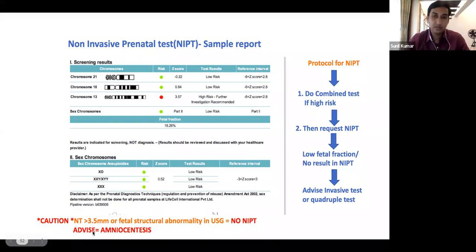So what we should know is if NT is more than 3.5 millimeter or there is a fetal structural abnormality in ultrasound, don't do NIPT, because there may be other chromosome abnormality or there may be other genetic syndrome which has to be evaluated by amniocentesis or karyotyping. So NIPT doesn't give a good report in a structurally abnormal baby. So advise amnio in such a case.